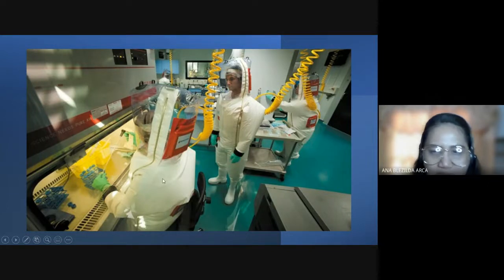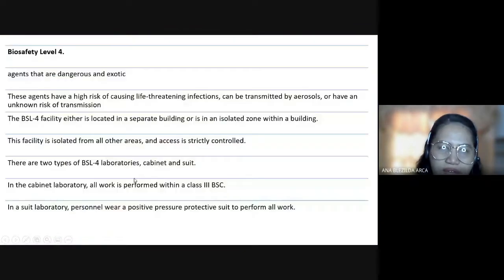Tapos, they use the positive pressure suit. This is the level 4 lab. So, kapag daw level 4 lab, dapat meron siyang separate na building. Yan. Should be in a separate building or in isolated zone within the building. And also, restricted lang ang access. Meron lang mga tao na pwede makapasok doon.